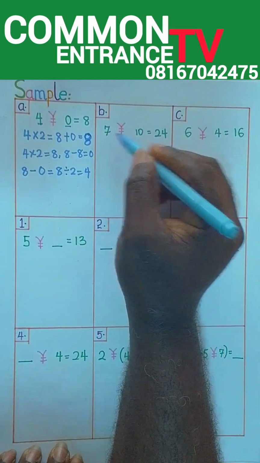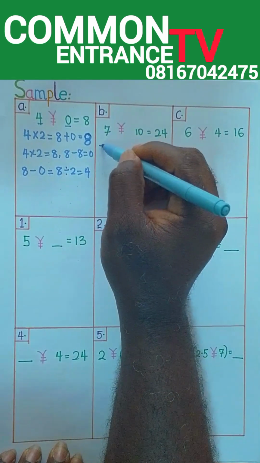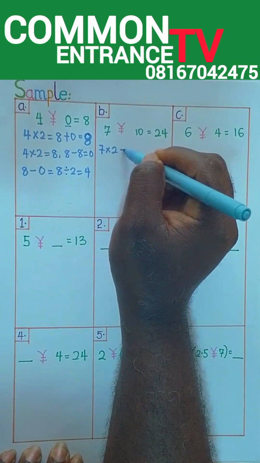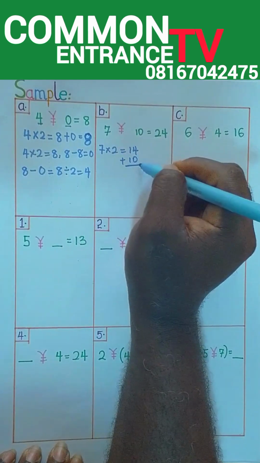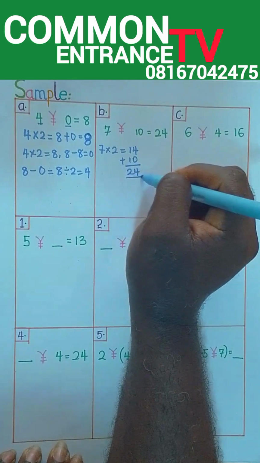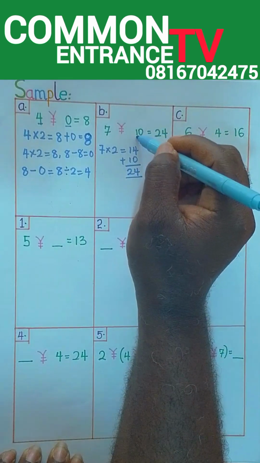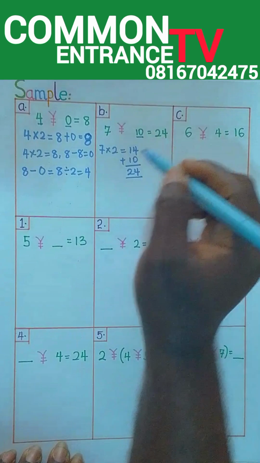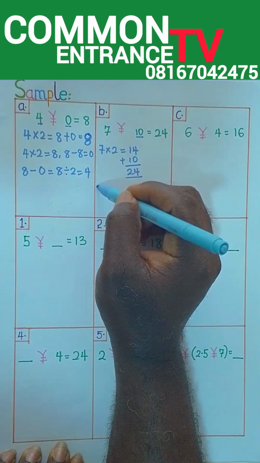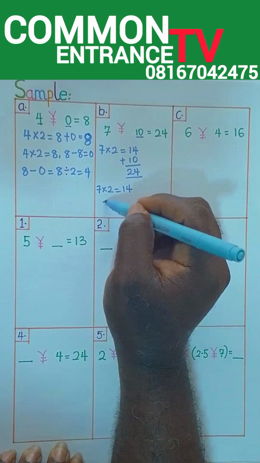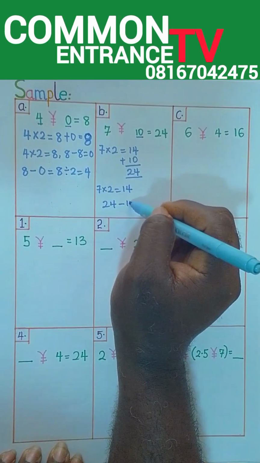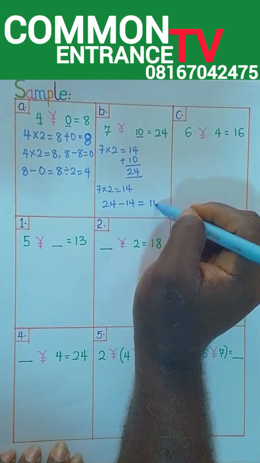Now, how do we deal with this? This is 7 times 2 equals 14, and 14 plus 10 will give us 24. Now let's assume 10 is missing. It will be 7 times 2 equals 14, and then 24 minus 14 will give us 10.